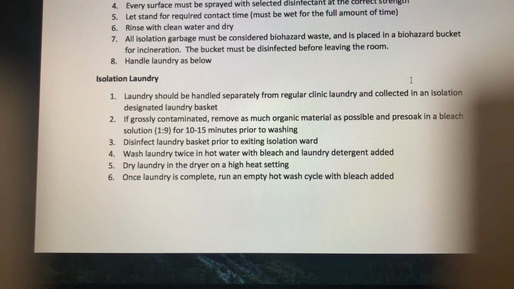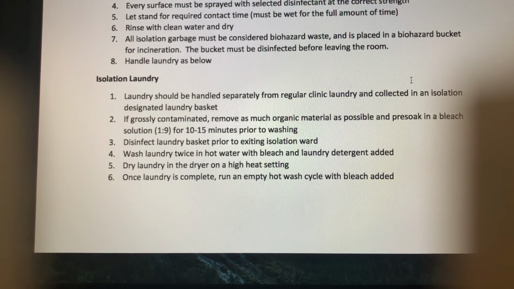So we wash it once. It's maybe killing some things, but it's not going to really kill everything. But that first wash is going to remove all the organic material. So our second wash with hot water, bleach, and laundry detergent is going to disinfect the laundry. Then we can move that laundry into the dryer and dry everything on a high heat setting. Heat kills bacteria and viruses as well, right? So heat is our friend here.